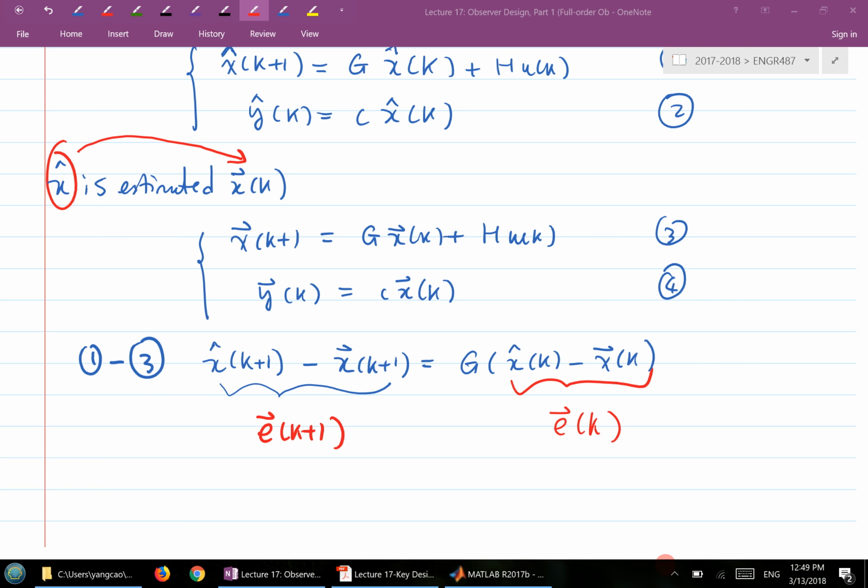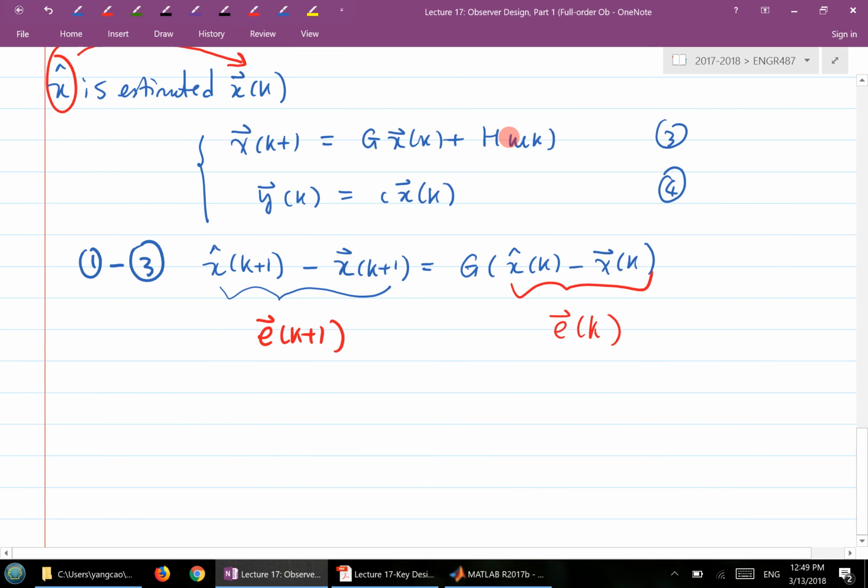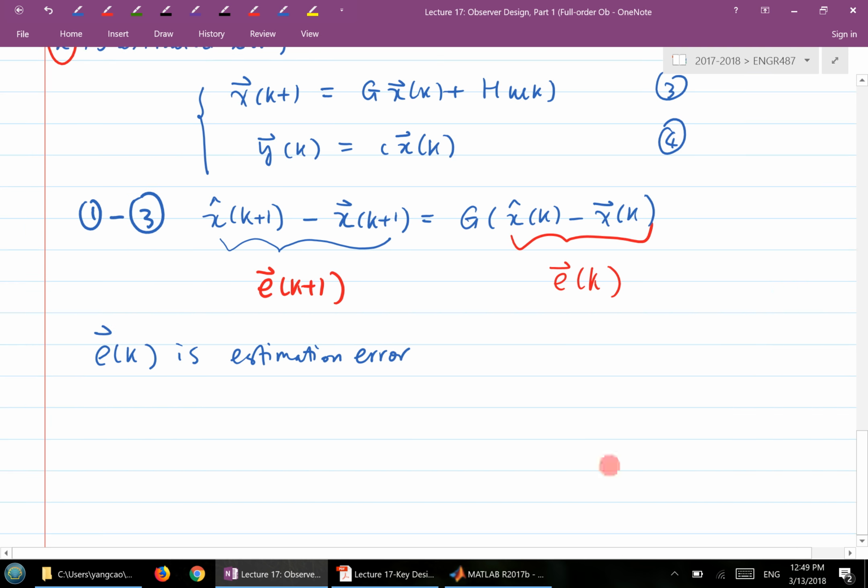So let's see, I'm going to write down here. This e here is the estimation error. Ultimately, in short, you get an error difference equation for the error here, which is e k plus 1 equal to g times e of k.